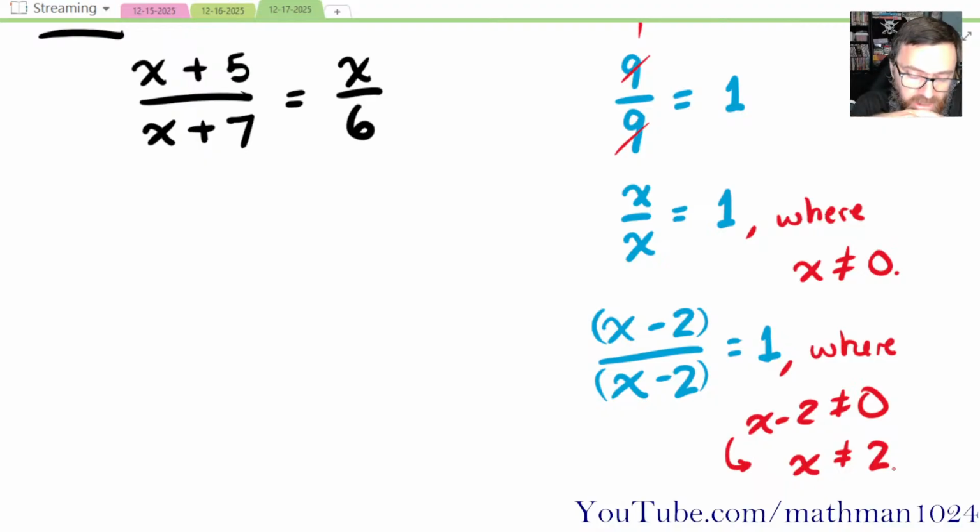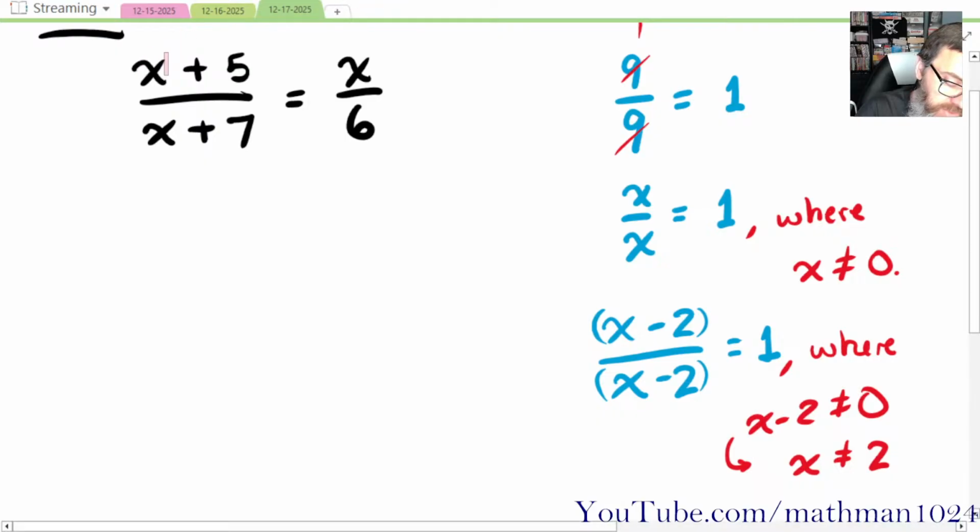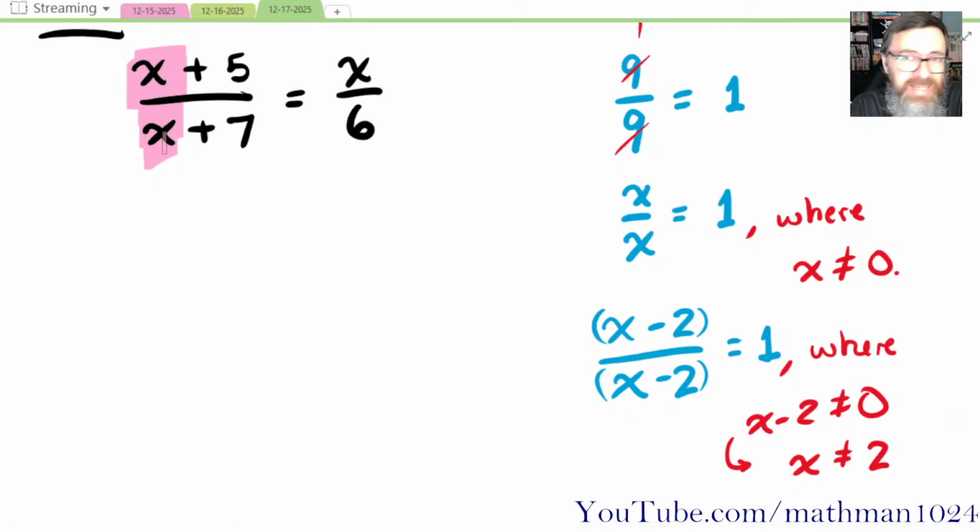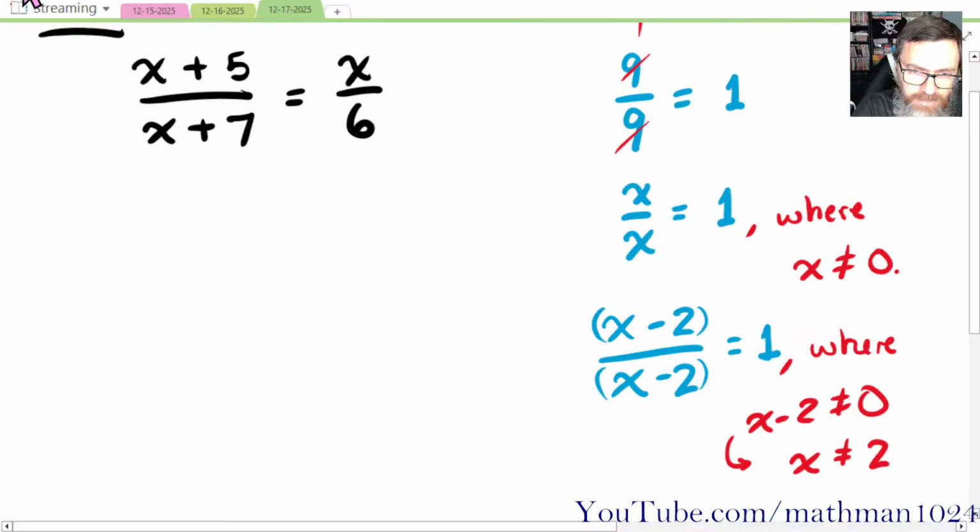Okay, now back to the problem at hand. Please do not look at this and say, oh, I can reduce those away. It doesn't work that way because the x here is not part of a product. It's not a factor, right? It's part of a sum. So you can't cross those out. What we'll do is set the cross products equal.